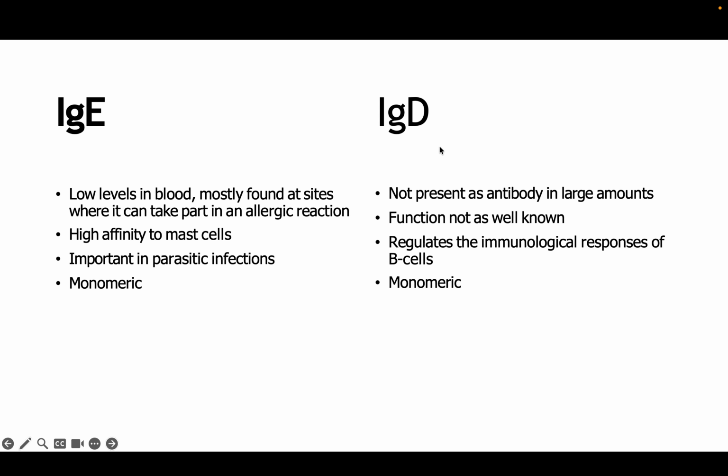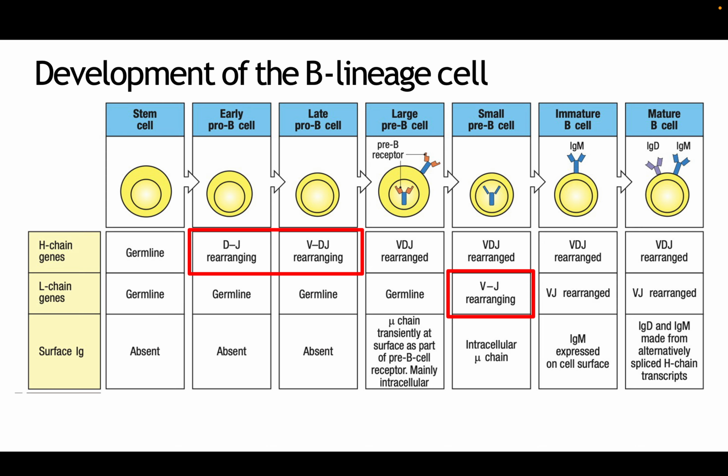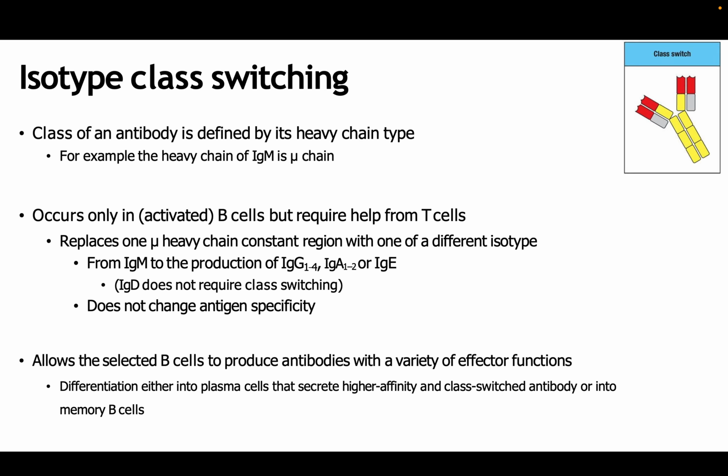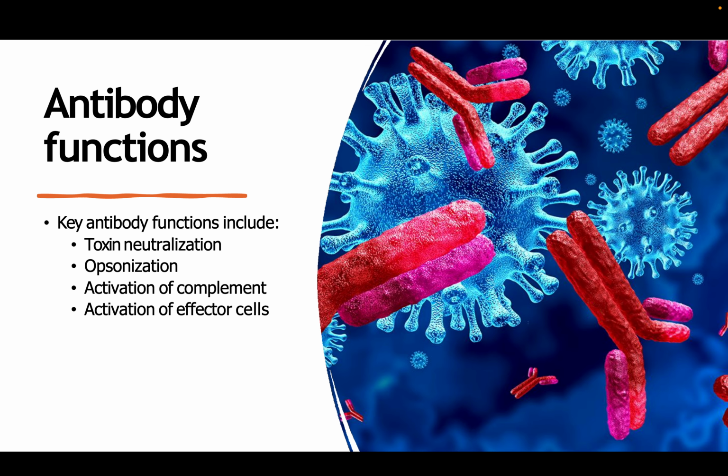IgD, you don't produce it. It's mostly found, if you go back over here, in your mature B cells as a B cell receptor, and you really need it mostly for B cell development. So it's not one antibody that is going to be produced.